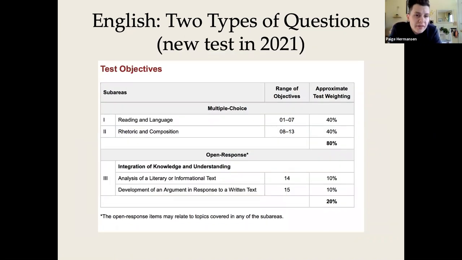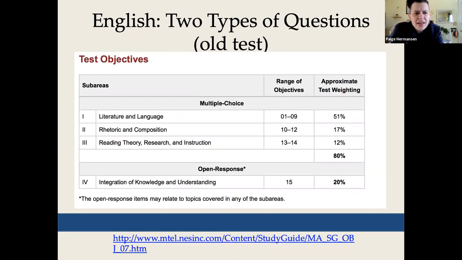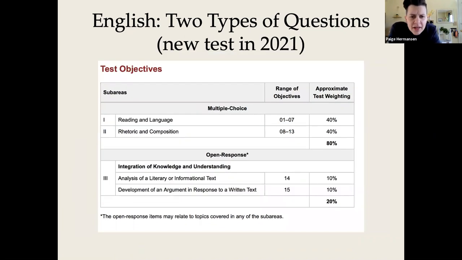So this is what they have told us the new test is going to look like, that there will be two types of questions, again, multiple choice and open response. But as you can see, they have gotten rid of the reading theory, research, and instruction sub area. So instead, there is equal weight given to reading and language, as they've called it. So the assumption is that they've pulled some of those questions about reading theory, practice, and instruction into this umbrella category of reading and language. That's the assumption, right? And it has equal weight with the rhetoric and composition sub area. So again, multiple choice questions, once again, are 80% of this test.